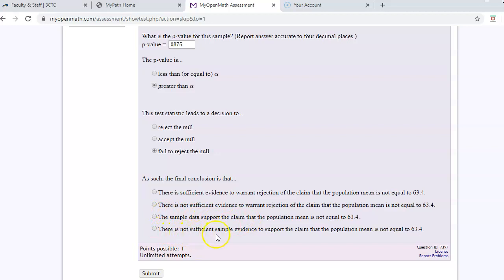There is not sufficient sample evidence to support the alternate. And that's exactly what we're saying when we fail to reject the null. There's not enough evidence to support our alternate. So to support the claim that the population mean is not equal to 63.4. That's the one that we want. All right.